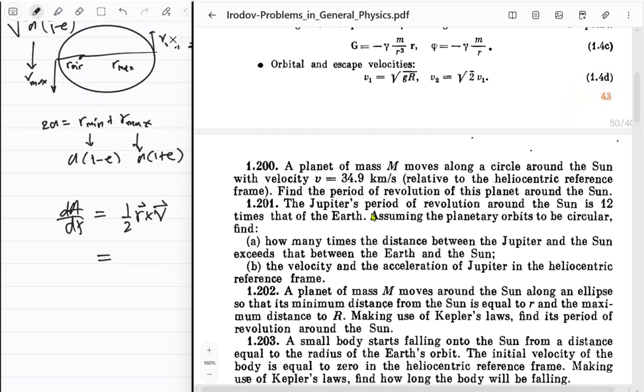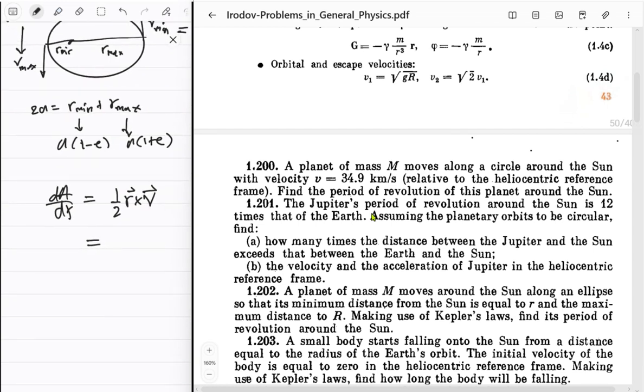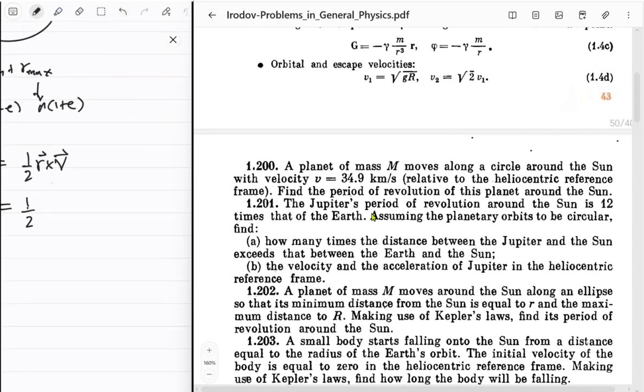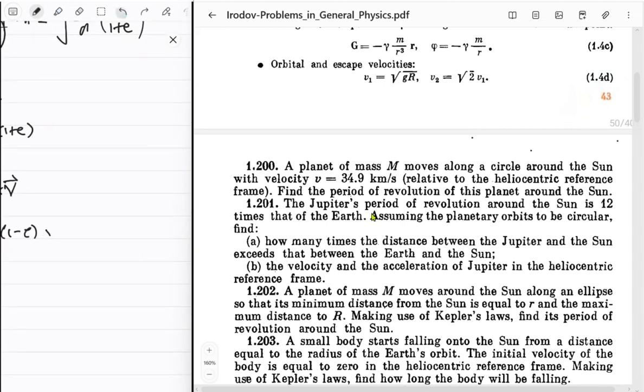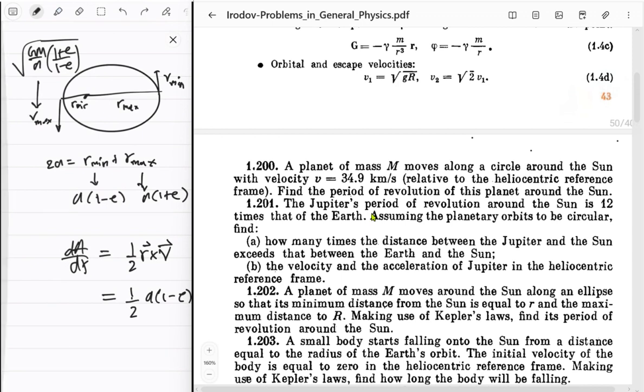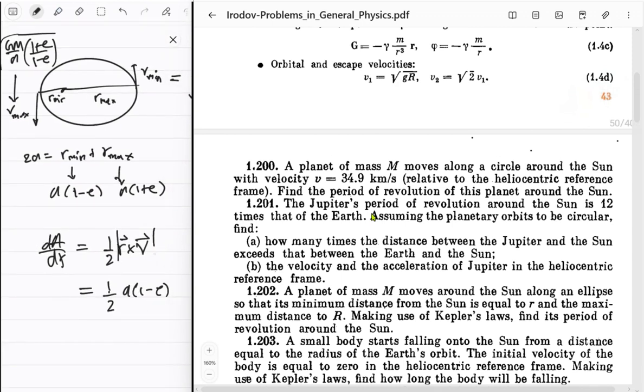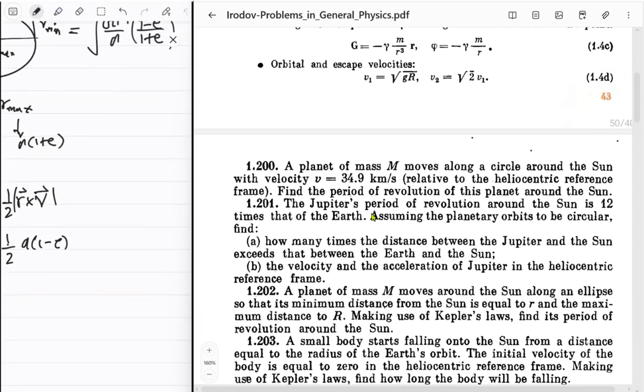Hopefully now it will be a little less noisy. Anyway, let's just keep going. So you got half, and just choose one of these. Say the minimum r value. At that point, you have the maximum v value. So it's a times (1 minus e), and this times, not the cross product anymore, just this times this. And by the way, we just need the magnitude of this, so it's going to be the square root of all of that.